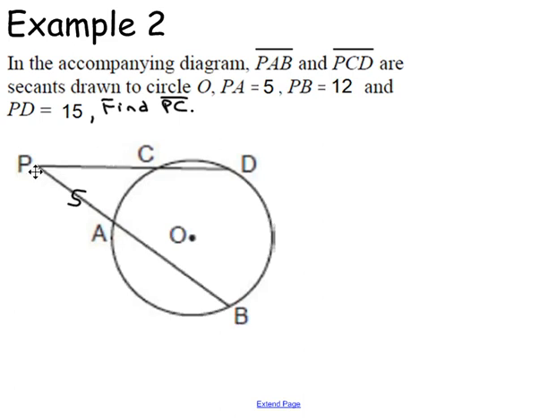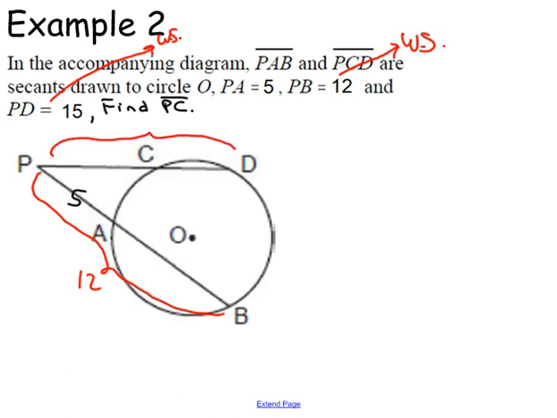And this is super important that you realize. You are actually given the whole secant here. PB is the whole secant, so we're not going to add anything here to get the whole secant. We were given the whole secant here. Same thing with the PD. PD is the whole secant, and we are told that it's 15. And we're looking for PC, so I will label that X.